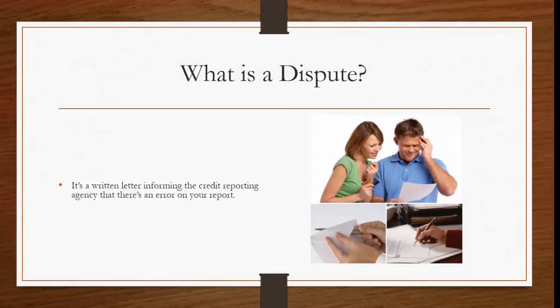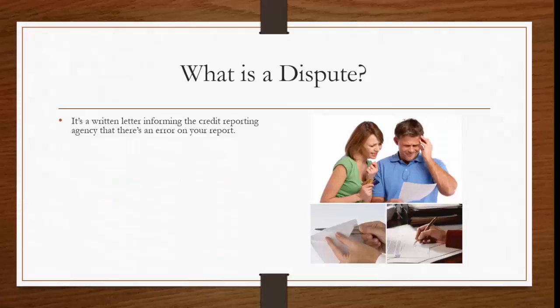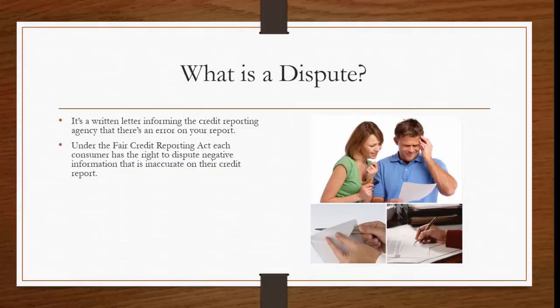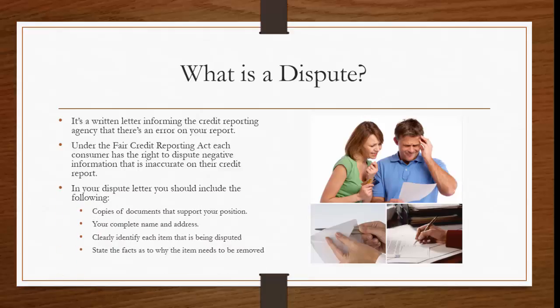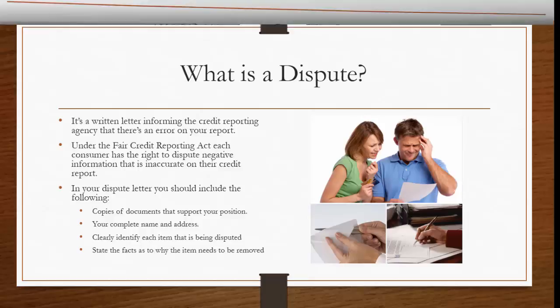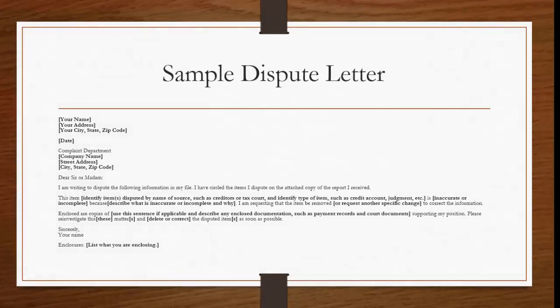What is a dispute? It's a written letter informing the credit reporting agency that there's an error on your report. Under the Fair Credit Reporting Act, each consumer has a right to dispute negative information that is inaccurate on their report. In your dispute, you should include the following: copies of the documents that support your position, your complete name and address, clearly identify each item that's being disputed, state the facts as to why the item needs to be removed. Here's a sample dispute letter.